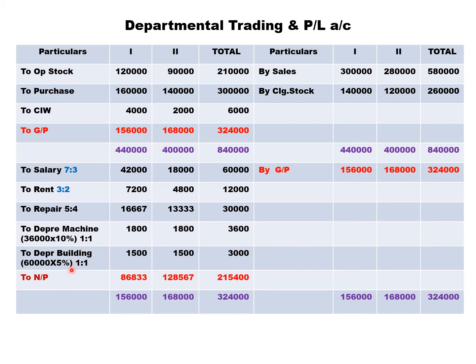Depreciate buildings. 60,000 is the value of building given in the trial balance into 5%. You get 3,000, 3,000. That you distribute in 1:1. And then you get a net profit of department 1 86,833, department 2 1,28,567, and the total profit is 2,15,400.